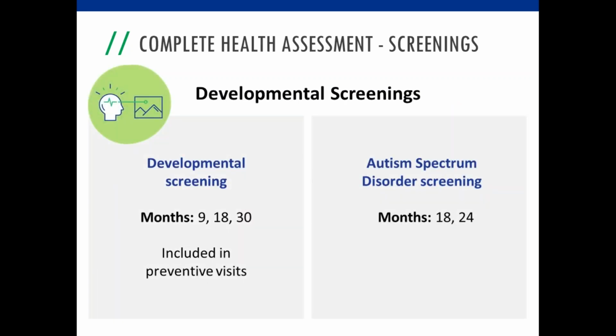Developmental screenings are not required by the CHDP, but are recommended by the American Academy of Pediatrics. Developmental screenings are included in the preventive visits. They are typically recommended at months 9, 18, and 30. The MCHAT, or the Autism Spectrum Disorder Screening, is typically recommended at months 18 and 24. Providers may bill CPT code 96110 when scoring and report are performed.